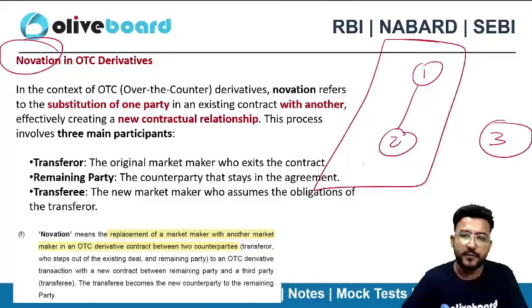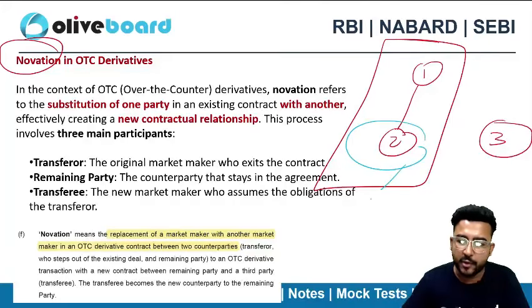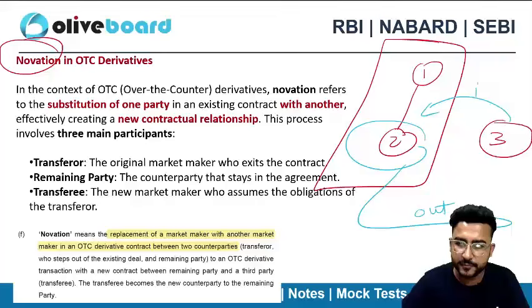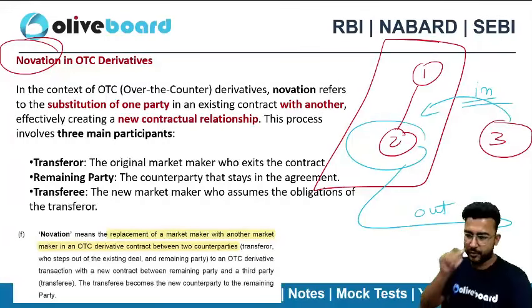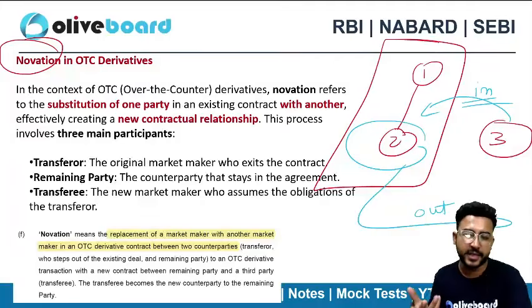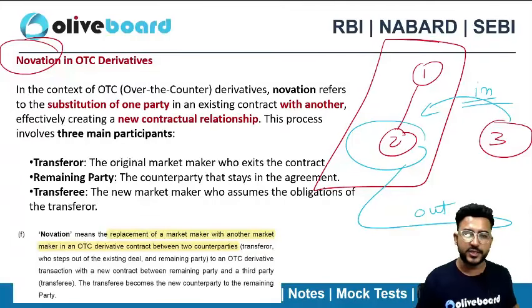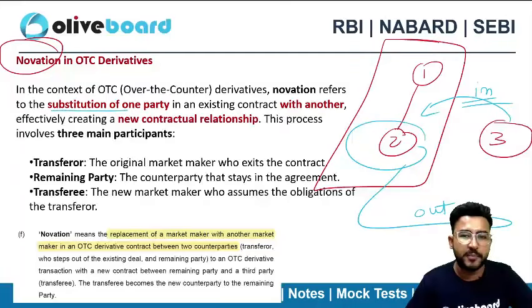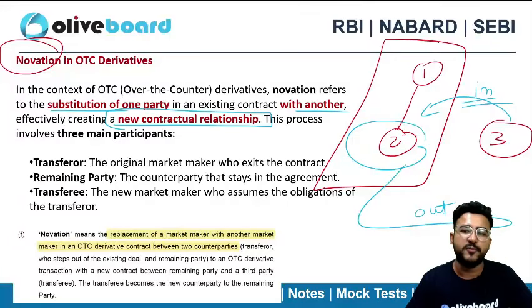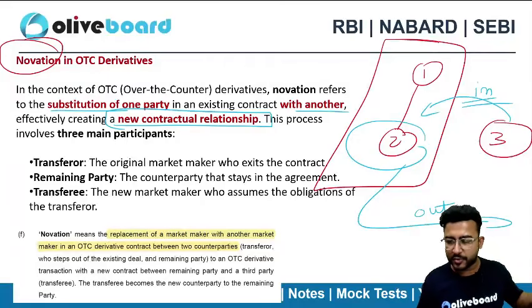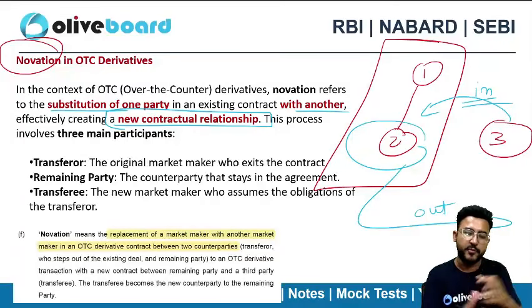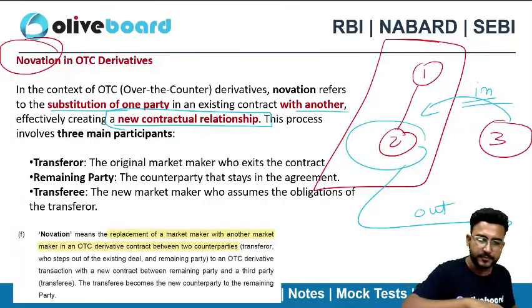However, 2 is going out, 3 is coming in place of 2. The third party is coming in place of 2. That's what the meaning of novation is, right? Substitution of one party with another. So this will give a new contractual relationship. Why? Because earlier the contract was between 1 and 2, and now the contract is going to be between 1 and 3, because 2 is going out, 3 is coming in, right?